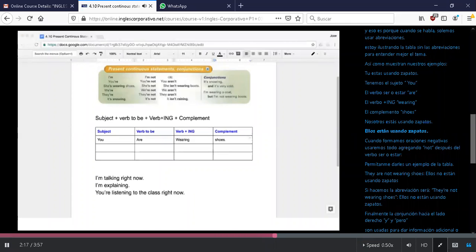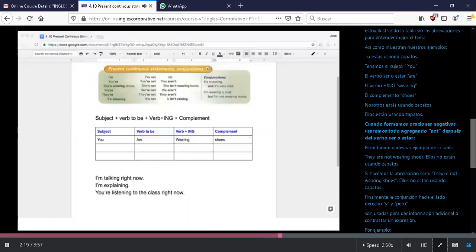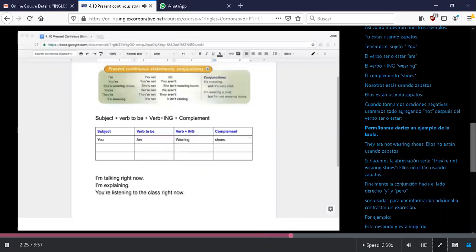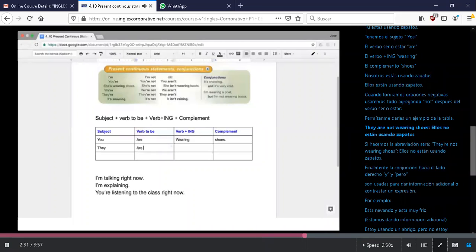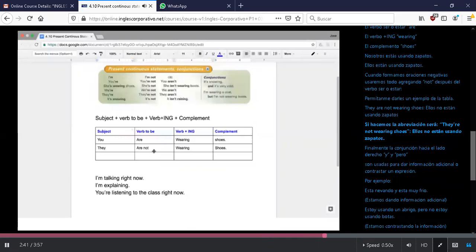When forming negative statements, you will just add not after the verb to be. Let me give an example on the chart. They are not wearing shoes. If we made the contraction, that'll be they're not wearing shoes.